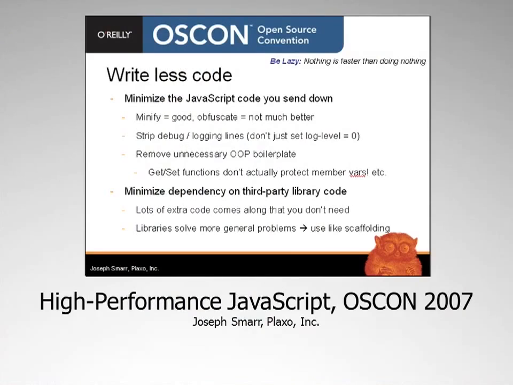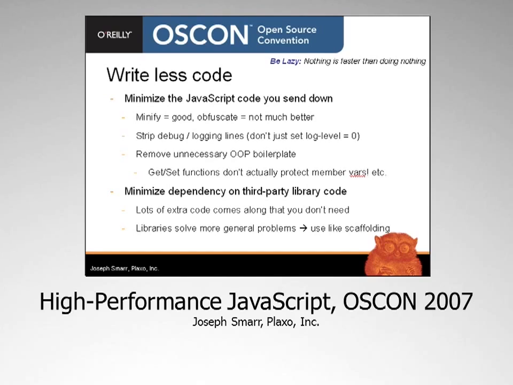There was actually a talk at OSCON in 2007 by Joseph Smarr called High Performance JavaScript. No relation to my book, by the way. But he had this really interesting theory about JavaScript libraries. It was basically that you should use it like scaffolding. You use it to get your application up and running quickly, figuring out what parts you need, and then start to replace the parts of the library with more specific code that works for you.